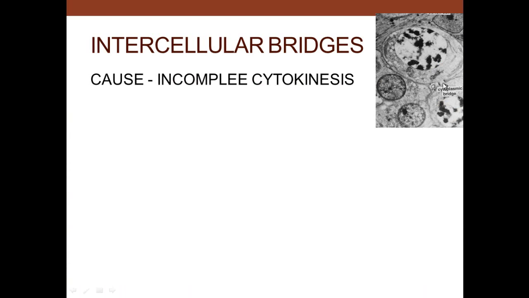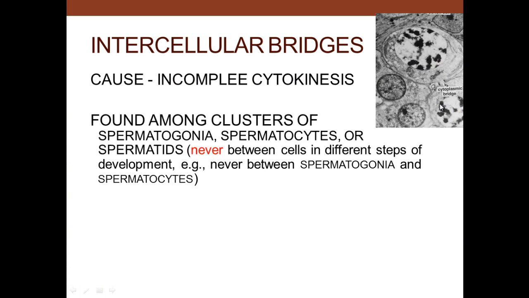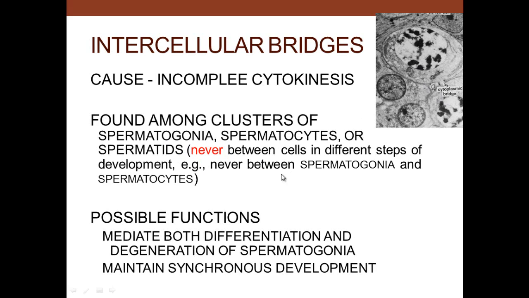You also have these intercellular bridges that I mentioned to you. You can see those. They're incomplete cytokinesis, namely that you have nuclear division without total cell division, and they're found in clusters, either among spermatogonia or among spermatocytes or among spermatids, but never between a spermatocyte and a spermatid. They're always in the same developmental age. And a possible function is to coordinate development of germ cells.